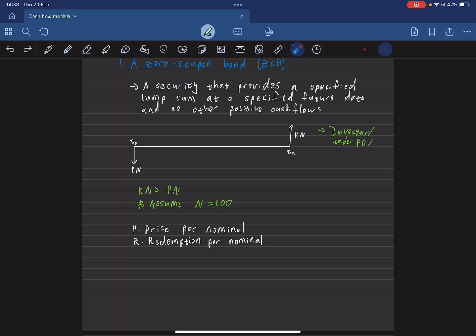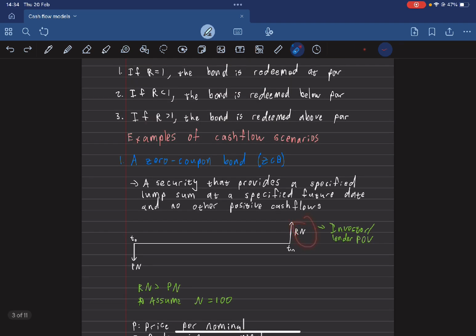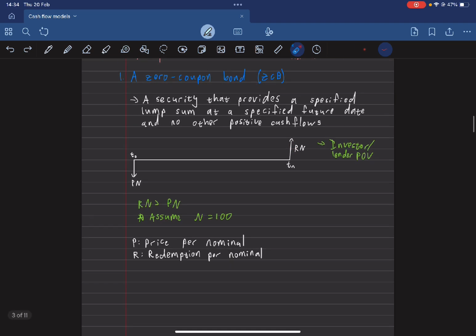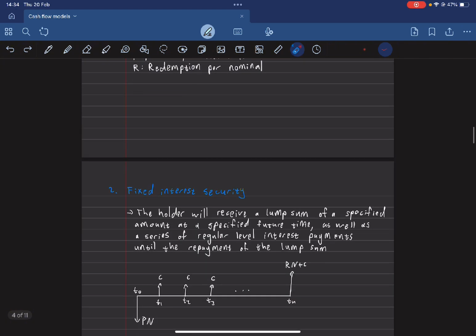And then P is the price. So let's say we pay 80 Rand per 100 nominal, then this amount will be 80 times 100. So it could be 80 or however much nominal you bought. And then R stands for the redemption per nominal. So maybe, as we spoke about above, if R is 1, then it's at par. Maybe R is like 1.2, then it's redeemed above par. So those are all things to take into consideration.